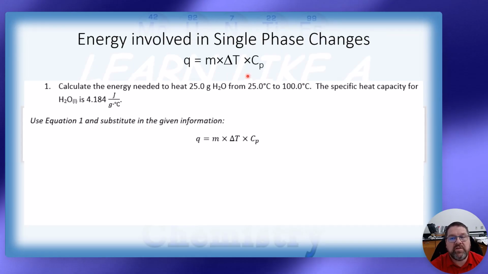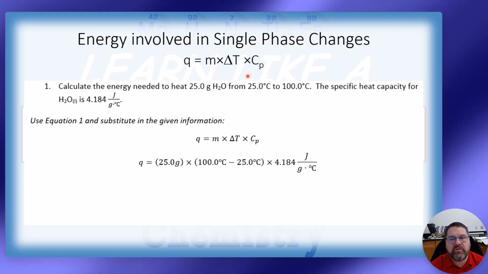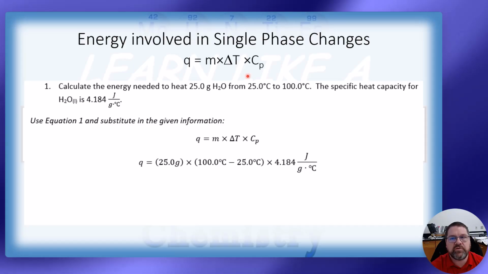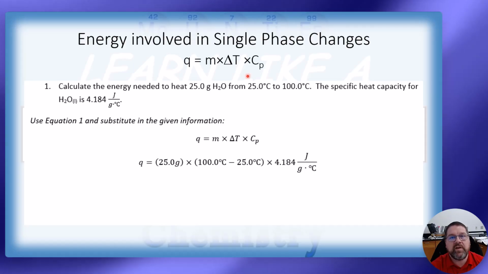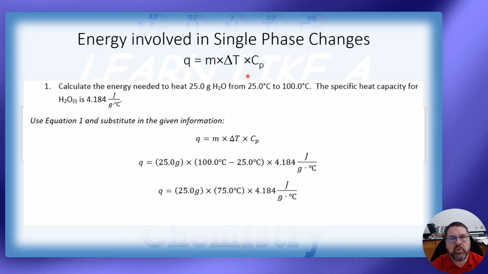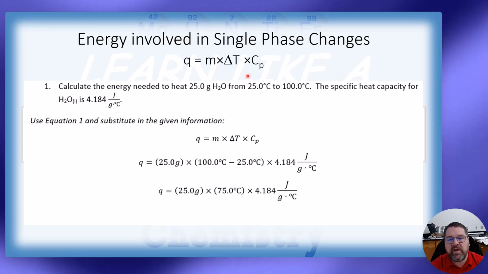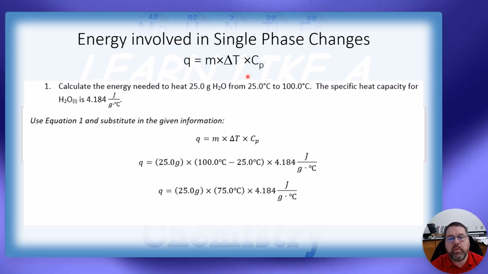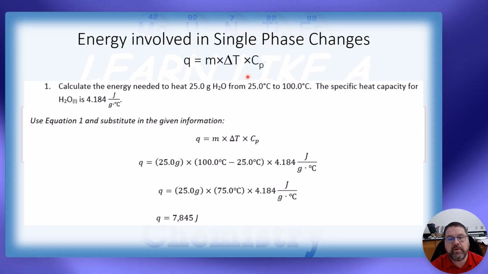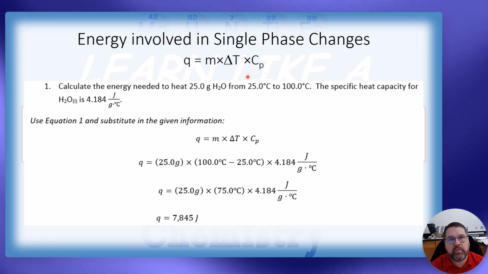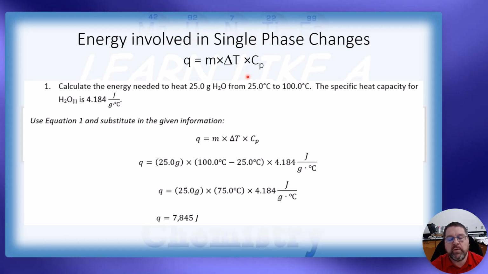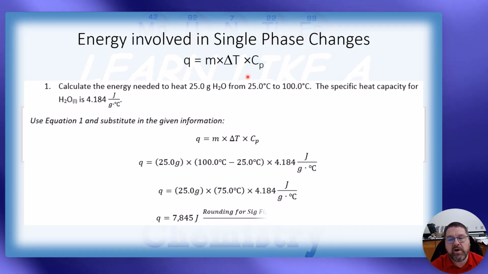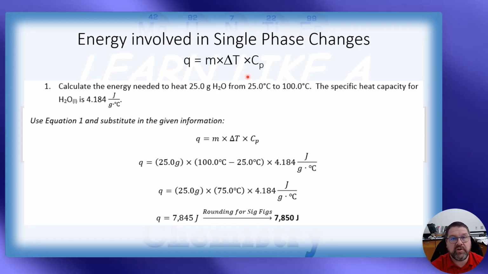So substituting in the information, 25 grams for the mass, 100 minus 25 degrees Celsius for the delta T, which would be 75 degrees Celsius, times the 4.184 joules per gram Celsius degree. Canceling the units out, we see that we're left with just joules. And when we consider our sig figs for our answer, we have 3 in the mass, 3 in the delta T, so therefore we would need to round the raw answer of 7,845 joules off to 7,850 joules.